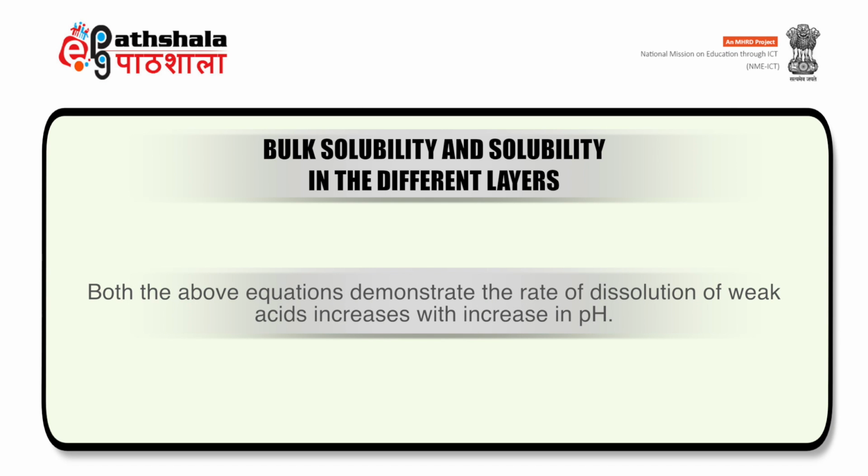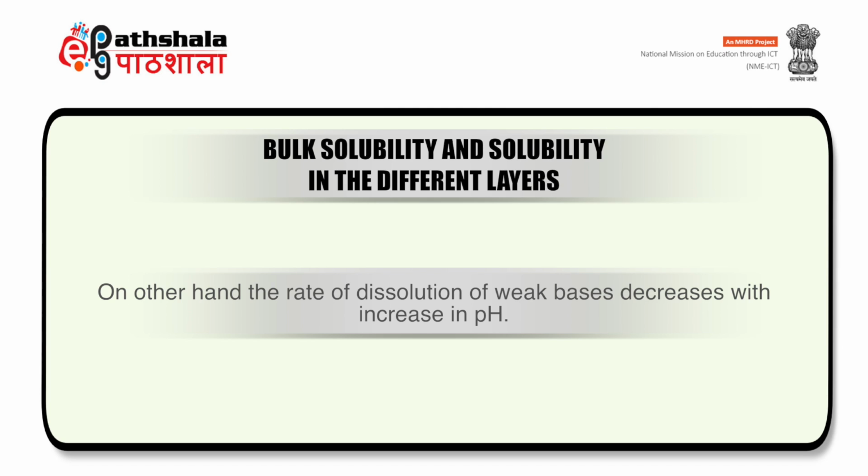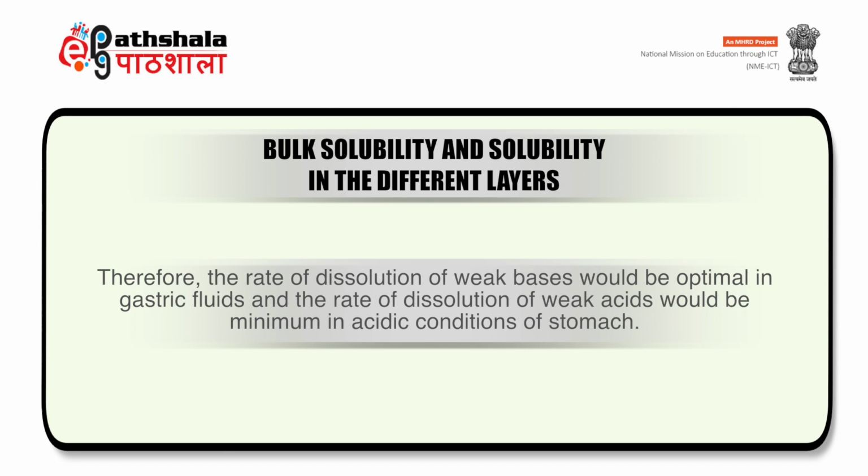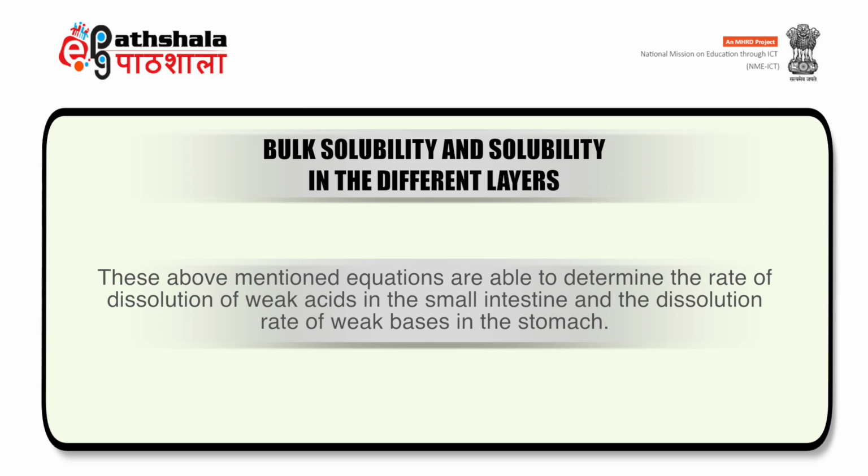Both the above equations demonstrate that the rate of dissolution of weak acids increases with increase in pH. On the other hand, the rate of dissolution of weak bases decreases with increase in pH. Therefore, the rate of dissolution of weak bases would be optimal in gastric fluids, and the rate of dissolution of weak acids would be minimum in the acidic conditions of the stomach. These equations are able to determine the rate of dissolution of weak acids in the small intestine and the dissolution of weak bases in the stomach.